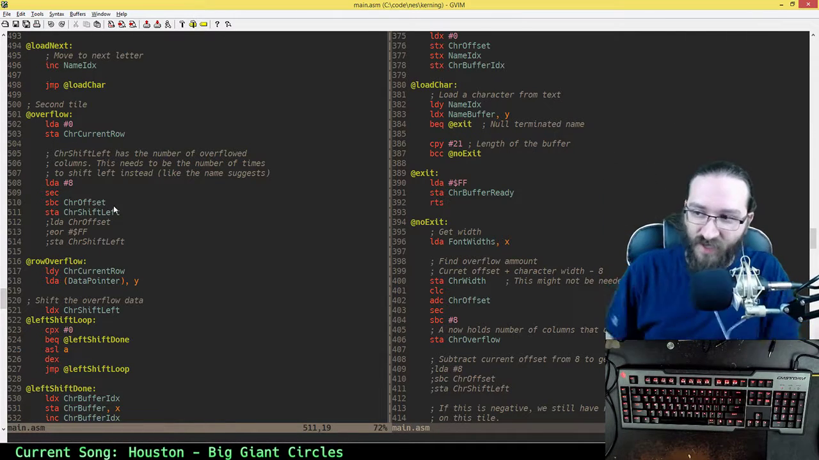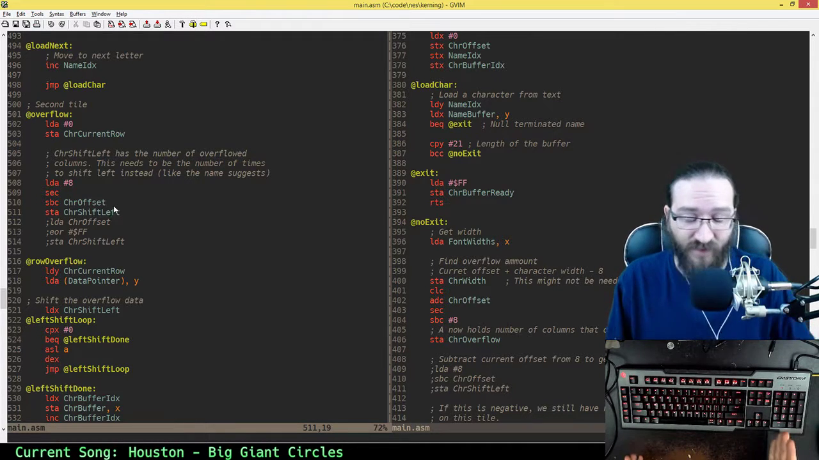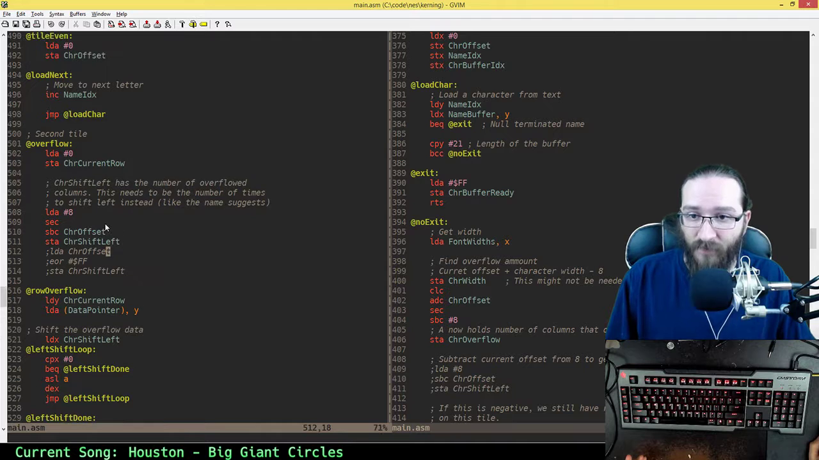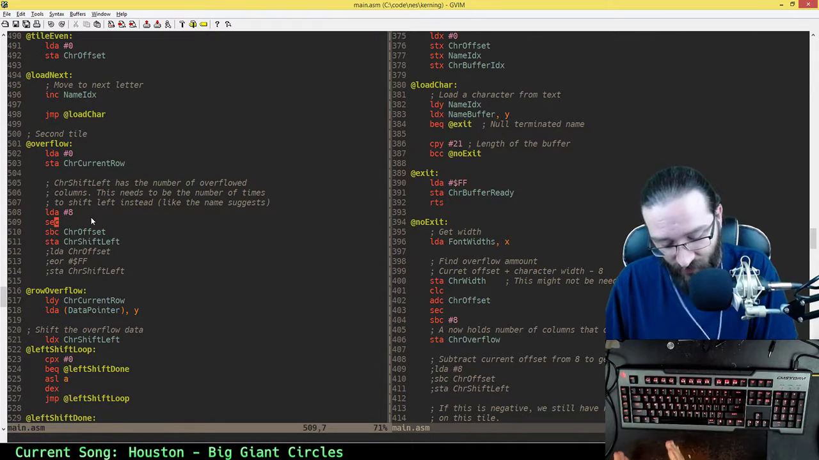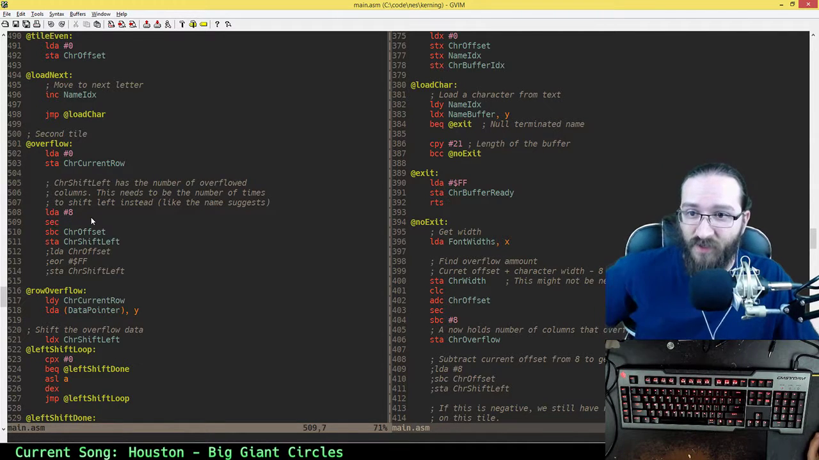Yeah, so the tile is 8 pixels across and 8 pixels down, so it's got 8 rows of 8 columns. So I'm subtracting 8 here, for instance, to get into the domain of a single tile and figuring out overflows and such.